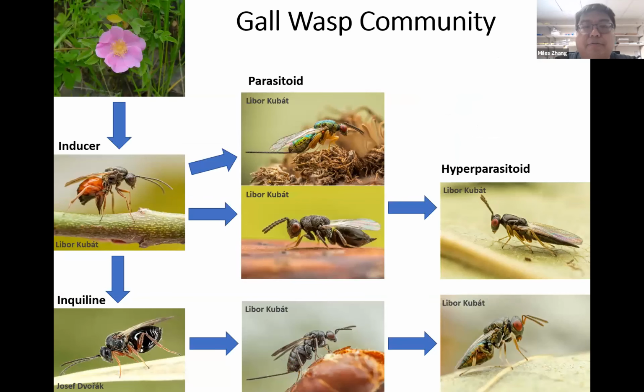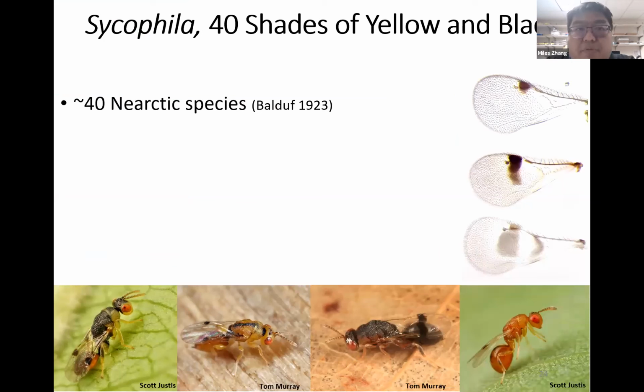Okay, so that's all I'm going to talk about for the gall wasps. Now moving into more of the communities. Like I mentioned before, there are a lot of different trophic level interactions going on in this system. The one that I have been working on is in the family Eurytomidae, particularly the genus Sycophila, which includes about 40 Nearctic species.